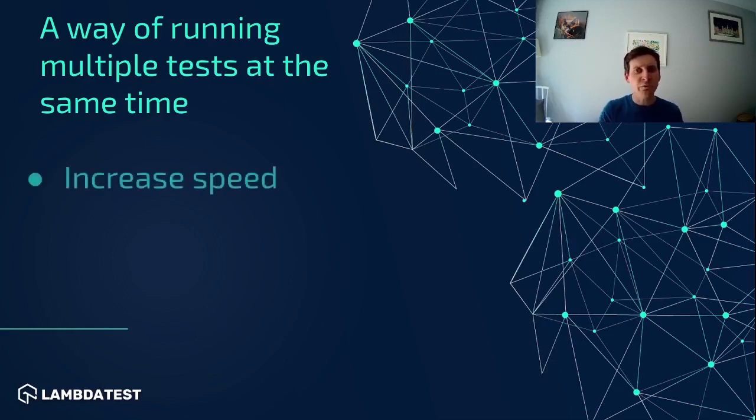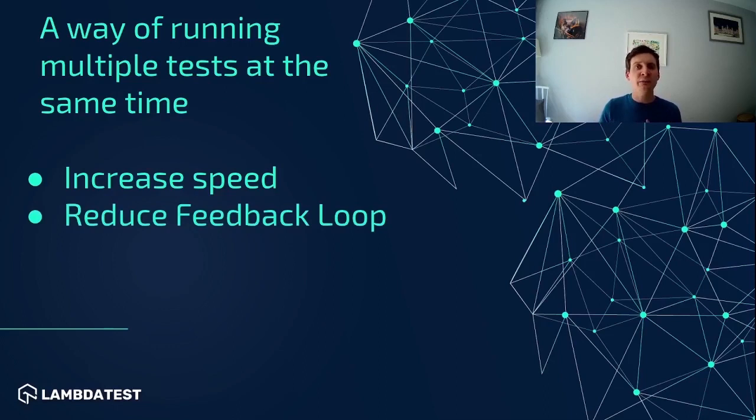And the reason we do this is firstly to increase the execution speed of our test suite. As you can imagine, if we're executing more tests at the same time, the overall time it takes to execute a full test suite will be reduced. And as a result, this reduces the feedback loop. Testing is all about gathering information and feedback on our application. So if we can reduce the time it takes to gather all that information, it allows us to act upon that information earlier on in the process and hopefully fix those issues sooner.